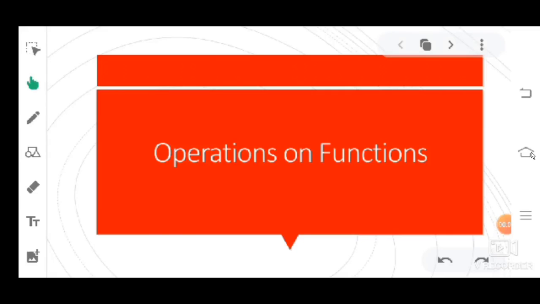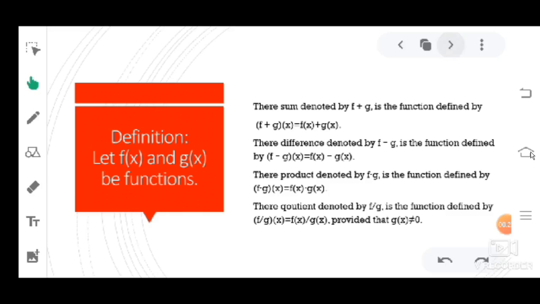Good day to each and everyone. Today we will be tackling all about operations and functions. So the same in integers, there are 4 fundamental operations. Functions also have 4 fundamental operations, and we will be discussing them today. So let's consider the definition.